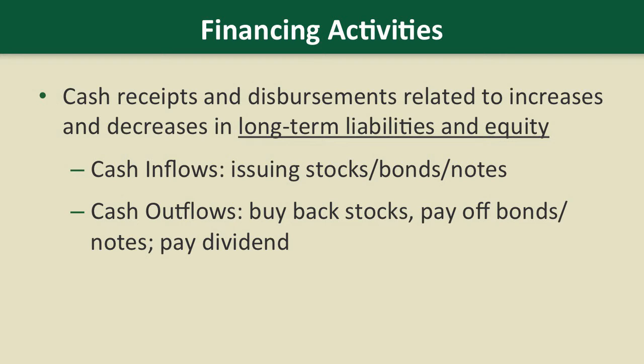When you issue stocks to your stockholders, when you issue bonds to the bondholders, when you issue notes to your note holders, you get money. That is the cash inflows in this financing activity section. Cash outflows relate to things like buying back stocks from your stockholders, paying off your bondholders, paying off your notes, and paying dividends to your stockholders. These are called cash outflows in this financing activity section.